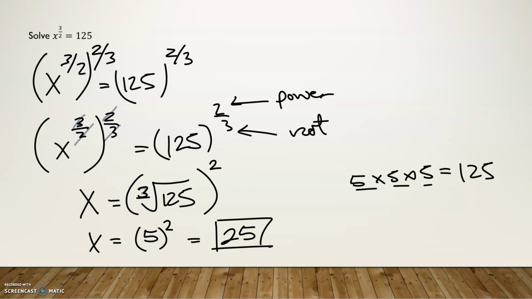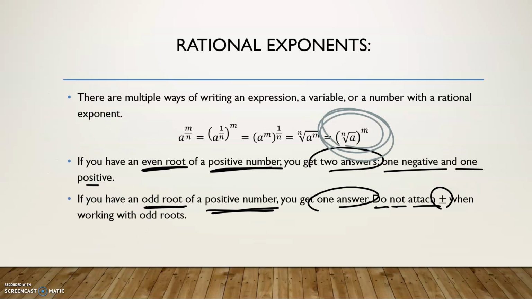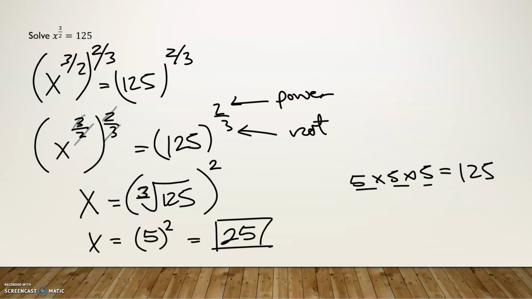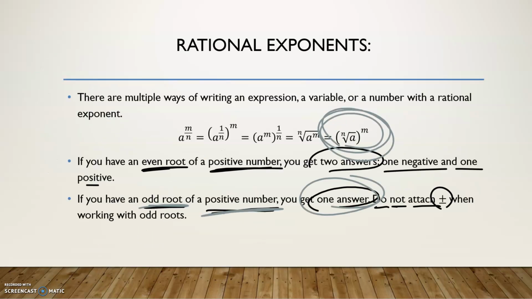Now notice I didn't put a plus or minus sign in front of the cube root because over here it says if you're working with an odd root, so we have the cube root of a positive number, our number was 125, you will get one answer. We got 5. Okay, and then what we did is we squared it because of this power. Okay, so notice we're only supposed to get one answer when we're working with an odd root, and that's what we got.